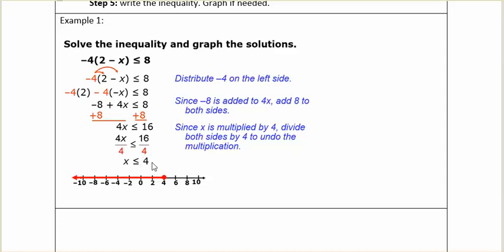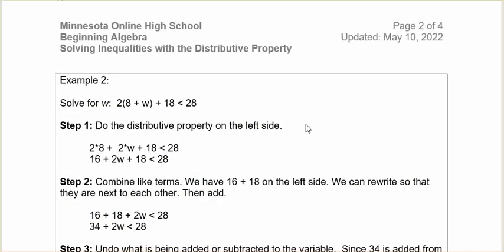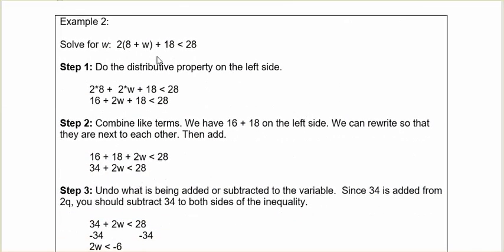And then the last step, if you need to, graph the solution. The directions on this one did say to graph, so I would put a solid dot at 4, and I would want all the numbers to the left of it, so right there. There is another example on the worksheet, and you can follow along with this one. This one, you will do step 2, combining the like terms, because there will be 2 terms that are both constants, so you can add them together.